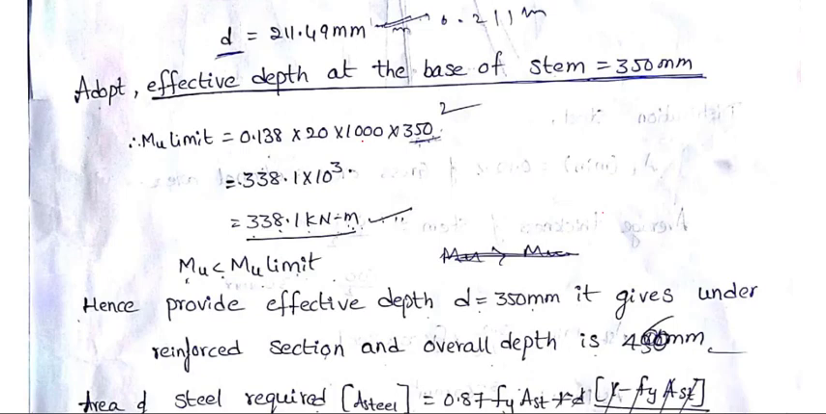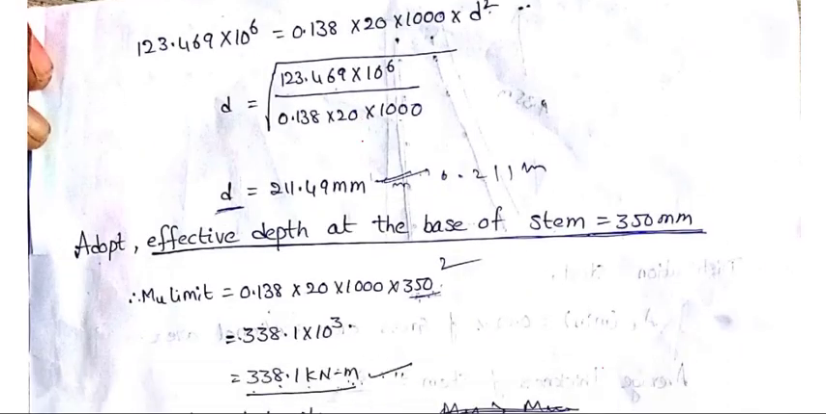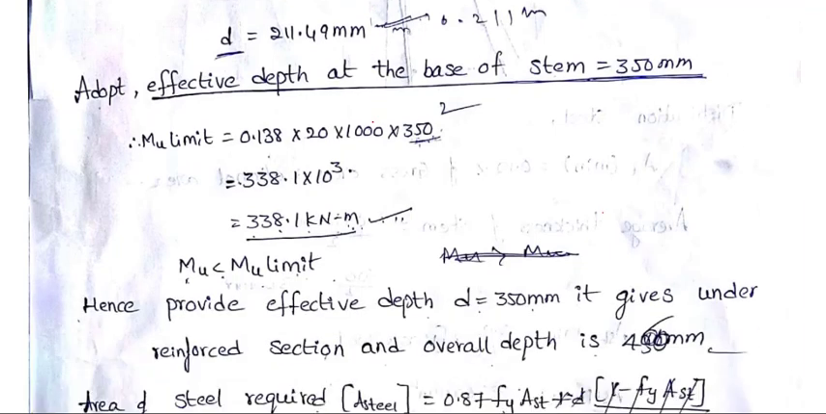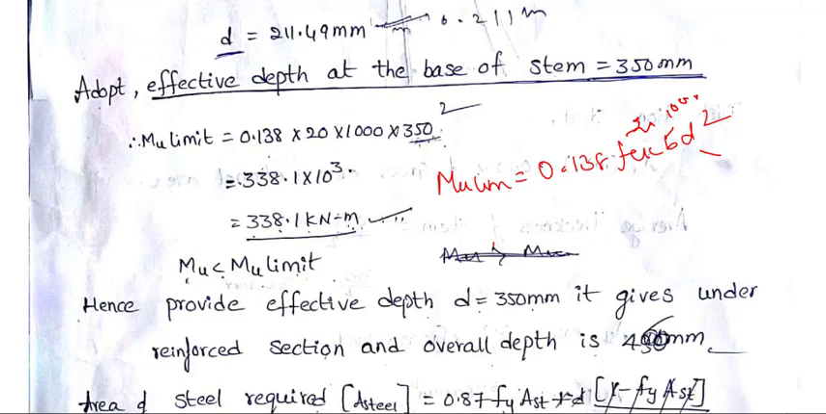Now adopt the effective depth at the base. How much have we provided? More than 0.4, so the adopted effective depth is equal to 350 mm, after deducting the effective cover. Mu limit is equal to 0.138 fck b d square, where fck is equal to 20, b is equal to 1000, and d is equal to 350 mm. Actually I got 211.49 mm, but I am adopting 350 mm.